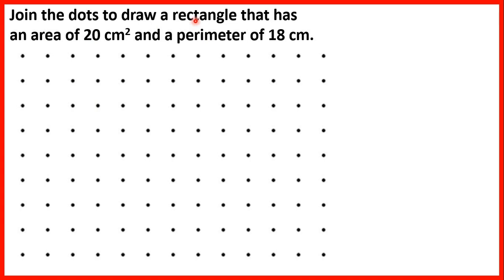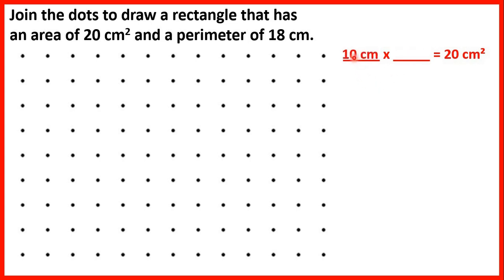So we want a rectangle with an area of 20, and we know that to find the area of a rectangle, we multiply the length by the width. So what times what is 20? Well, 20 times 1 is 20. But if we have two lengths of 20 and two lengths of 1, that will make a perimeter of more than 18. That will make a perimeter of 42 centimetres.